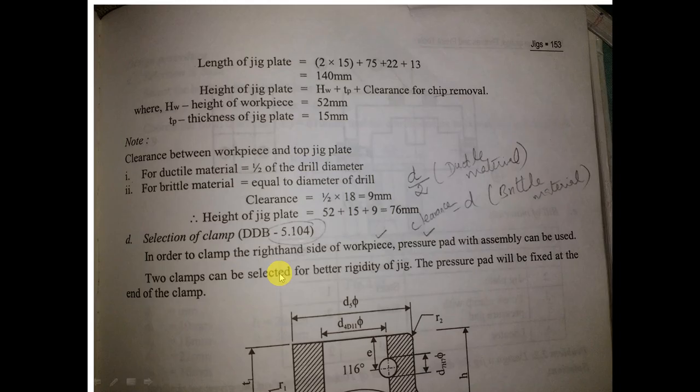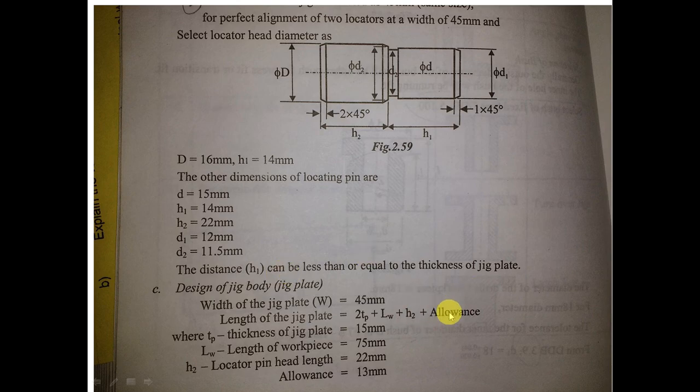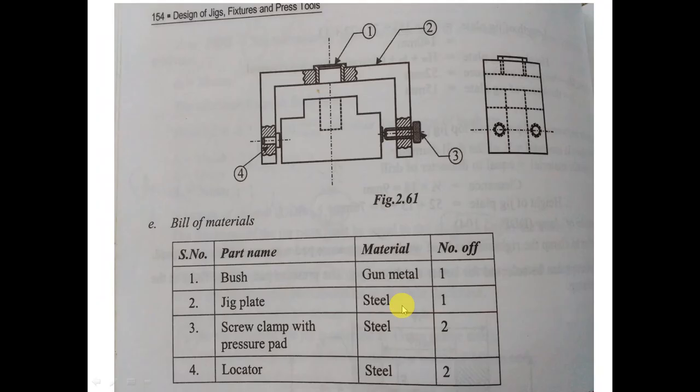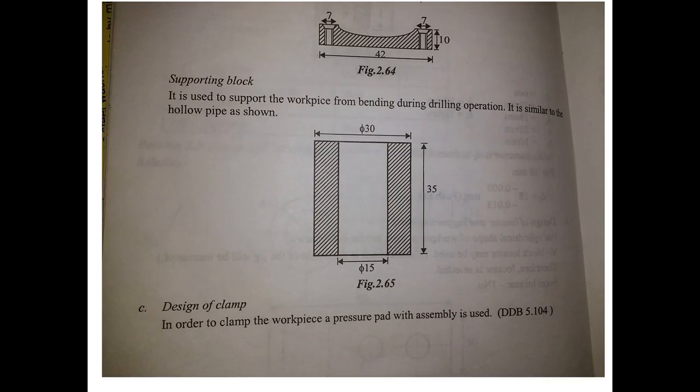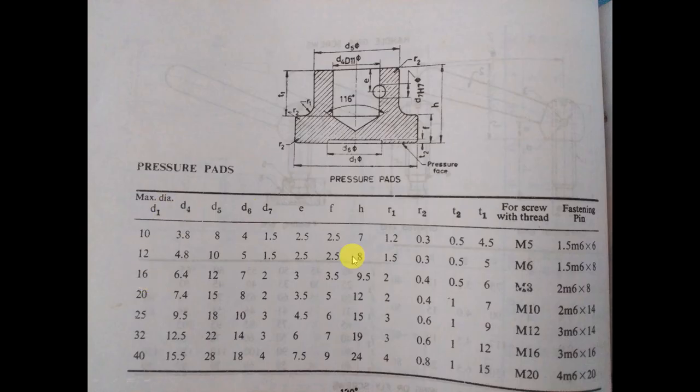And what about the allowance value? The allowance value can even be given as 12 mm also. 13 mm has been chosen as the allowance value because if you go to the length of the jig plate, it is 2 times the thickness of the plate plus length of the piece plus H2, and also the allowance can be 13 mm or 14 mm, depends, or you can even select 12 mm. So this allowance can be chosen from the pressure pad page. For 16 mm the H value is 9.5, but since we are drilling a hole of 18 mm, it is somewhere in between. So either you can go for 12 mm or additionally add one more mm for the allowance part.